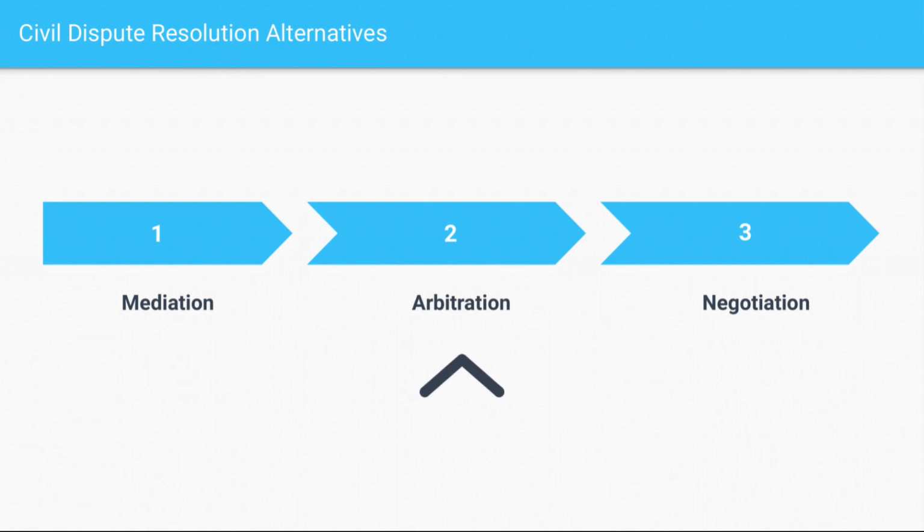Second, we have arbitration. In arbitration, a neutral third party, an arbitrator, listens to both sides and makes a decision, usually binding on the parties. Arbitration is more formal than mediation but less formal than court proceedings. Third, we have negotiation. Negotiation is the most informal method, where the parties involved directly communicate with each other to reach a settlement. This method gives the parties the most control over the outcome. These alternatives can often save time, reduce costs, and provide more flexible and creative solutions than going to court.